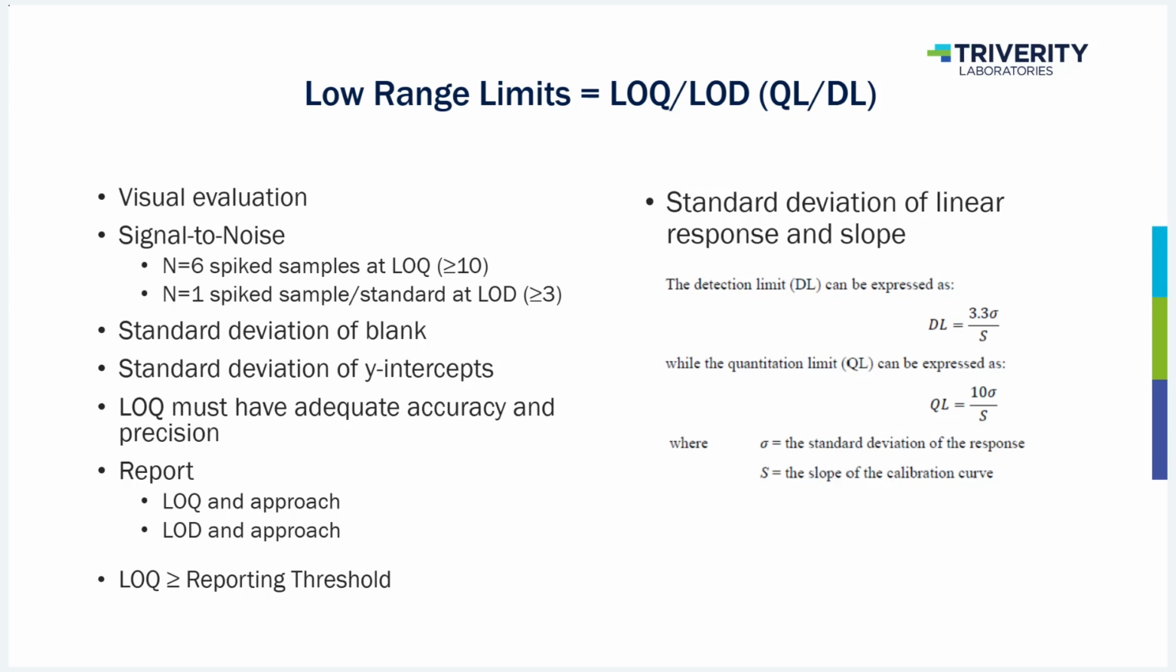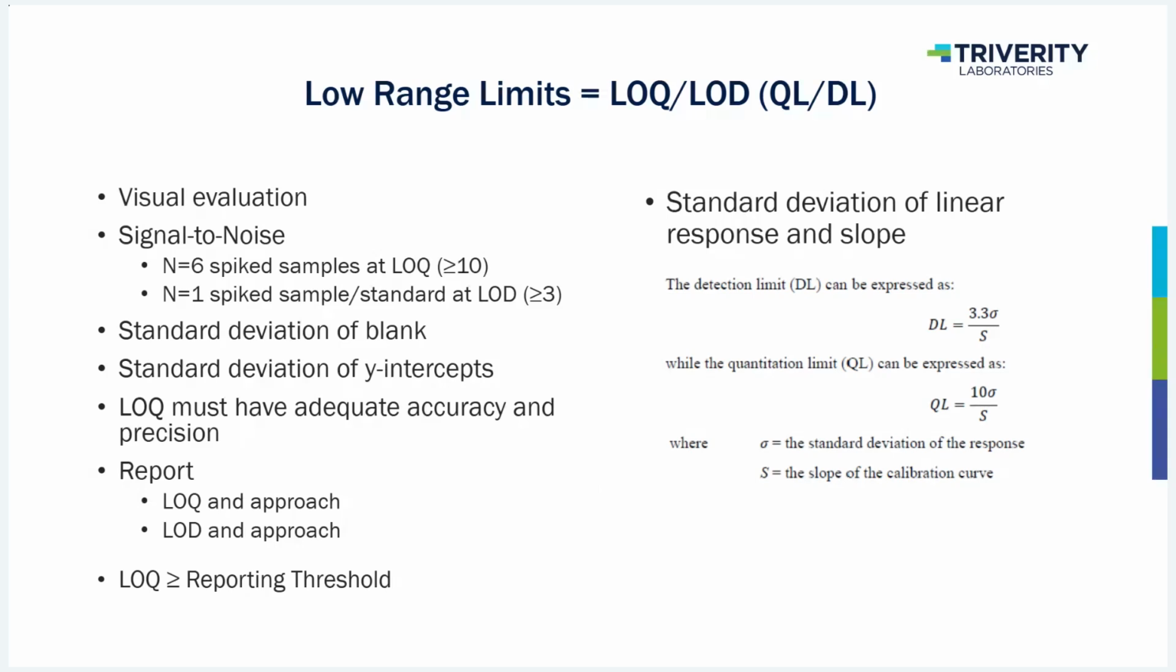We do that with a single spike sample or standard at the LOD. If the sample, the API, or the drug product has significant inherent impurities, it's really hard to assess LOD in the actual API. So you might have to do a matrix spike or just look at a standard. You can also look at the standard deviation of a blank if you have some inherent interference, or the standard deviation of the y-intercepts. And then over on the right, there's the standard deviation of linear response and the slope.